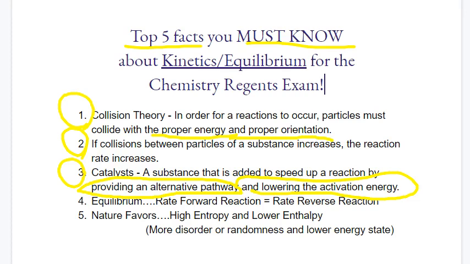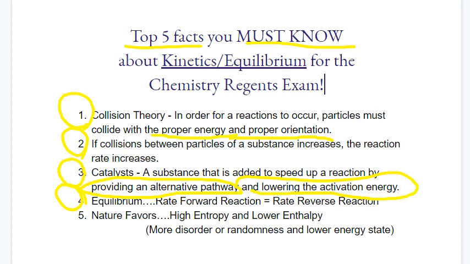Then we get to number 4, equilibrium. So equilibrium is when you have a forward and reverse reaction happening at the same time. And once you've achieved that, the rate of the forward reaction, meaning going from reactants to products, is equal to the rate of the reverse reaction, products back to reactants, happening at the exact same time, you have equilibrium. That is what's equal: the rates. The concentrations are not necessarily equal.